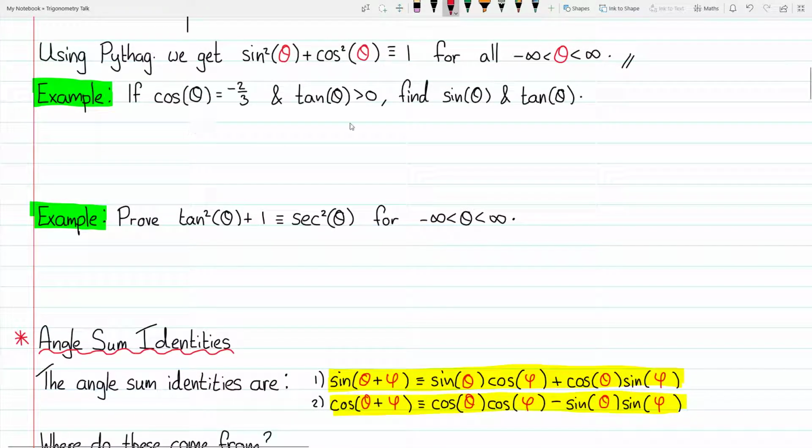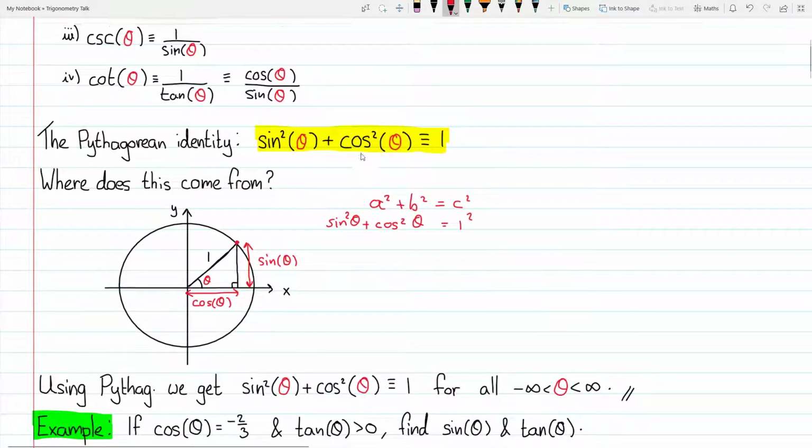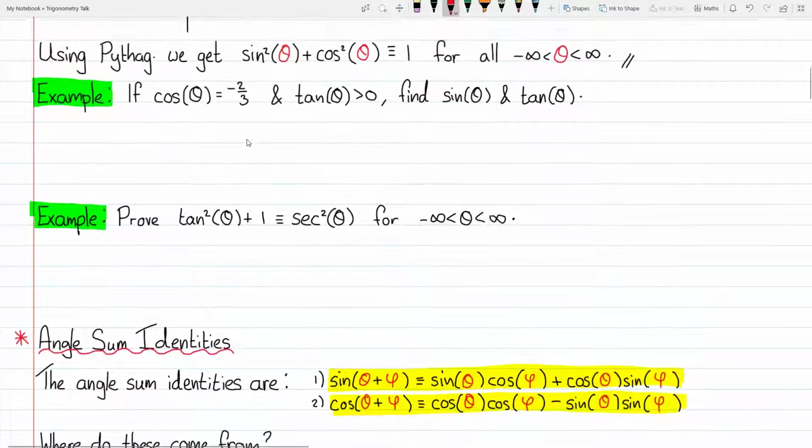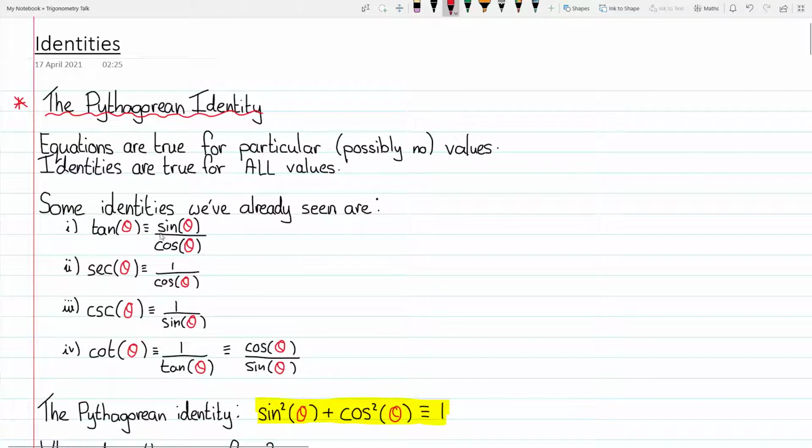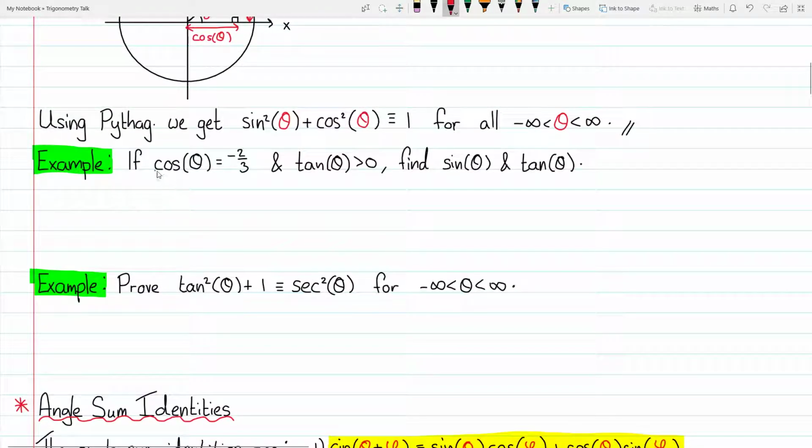So let's look at this example first. So we have our Pythagorean identity. We naturally want to apply it to this example. So we know that the cosine of the angle is negative 2 over 3, and we know that the tangent of the angle is positive. And the question is asking us to find the sine, and also the tangent. So remember that, again, the tangent is sine over cosine. So if we know what cosine is, which we know, and if we figure out what sine is, then we get what tangent is for free. So our focus should be, to begin with, finding what the sine of the angle is.